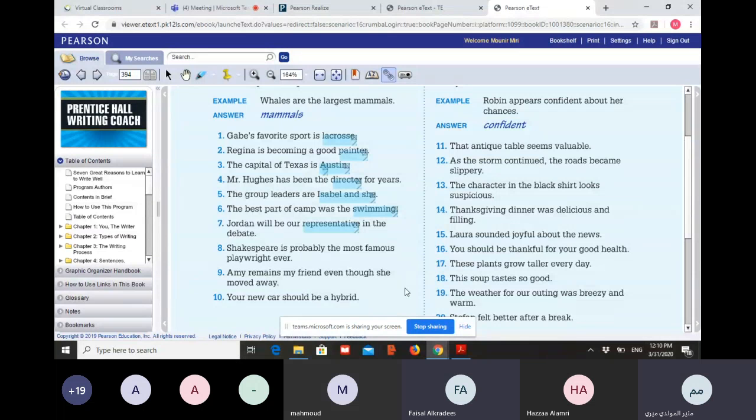Shakespeare is probably the most famous playwright ever. Is is the linking verb. Excellent. Where is now the predicate noun or the predicate pronoun? Search only for a noun or a pronoun. Don't look for the other words. If they are adjectives, ignore them. Playwright. Excellent.